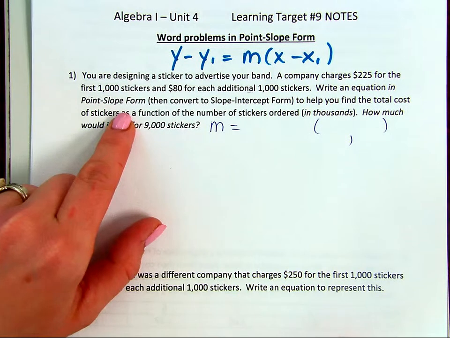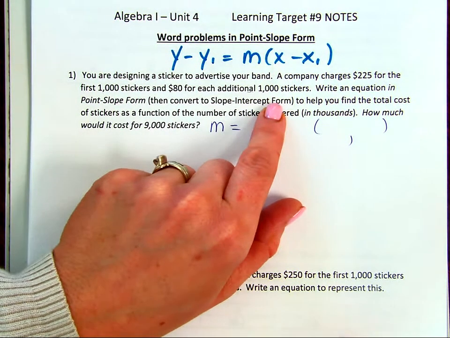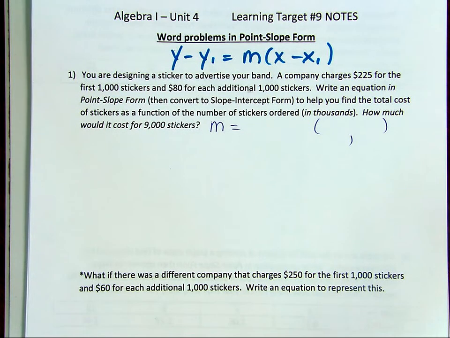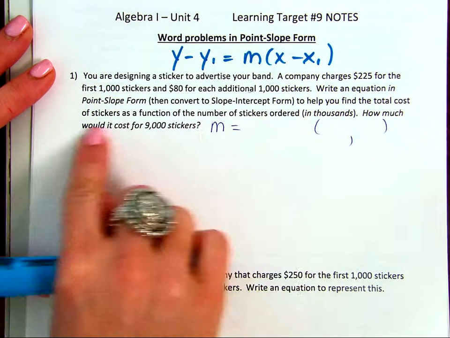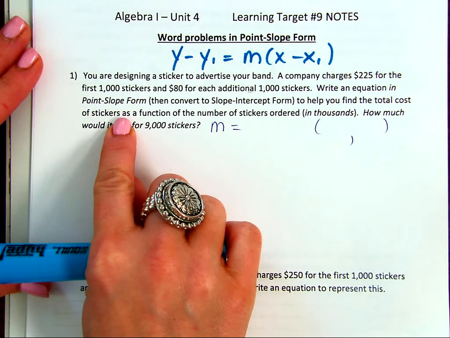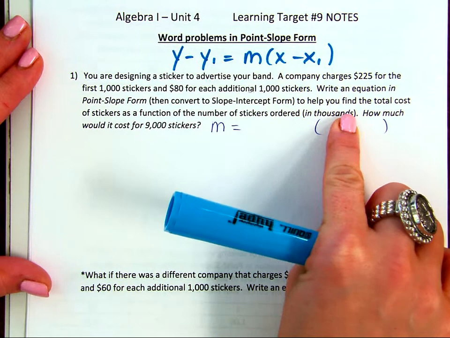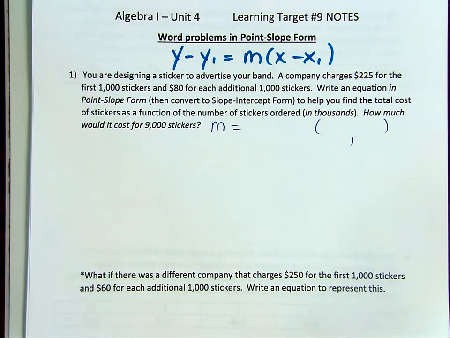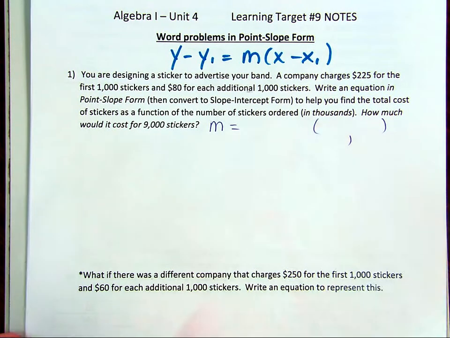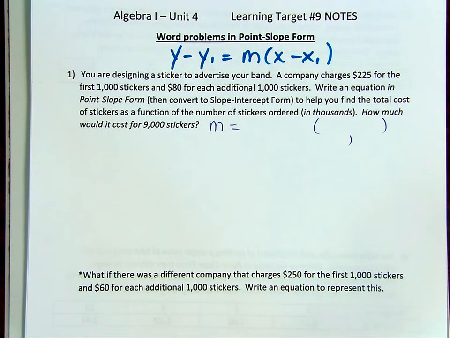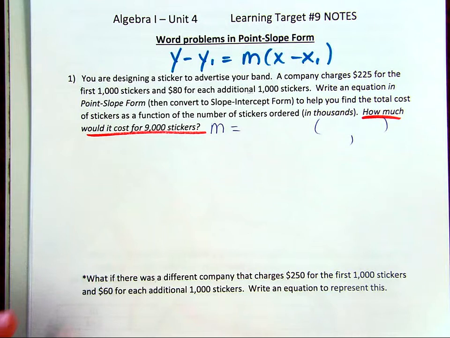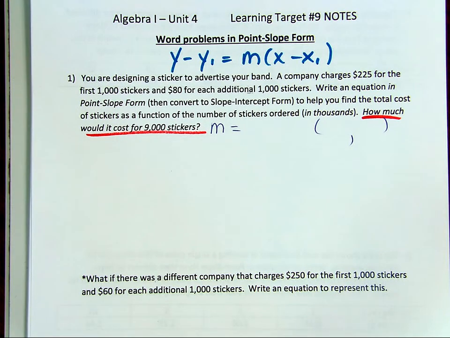Write an equation in point-slope form. Then it's going to say convert it to slope-intercept form, because that's really the most useful thing to do, to help you find the total cost of the stickers as a function of the number of stickers ordered. That's a lot of words. It sounds like, holy cow, write this as a function of that. It just means write it in point-slope form, okay? And we're going to talk about what in thousands means. And then I asked you that final question, once you get your equation: how much for 9,000 stickers? Okay. Lots of info. So let's just highlight what we think we need to know.